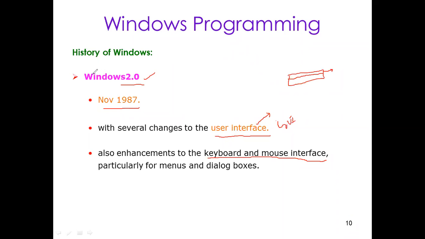Clear? So you have to write, when you are going to explain Windows 2.0, you have to make sure you add these features. It added an additional user interface, or several changes in the user interface. Along with that, it provided some enhancement in drivers for the use of keyboard and mouse so that it will be helpful for designing menu bars and dialog boxes. Clear? So let's move to the next version, which is Windows 3.0.